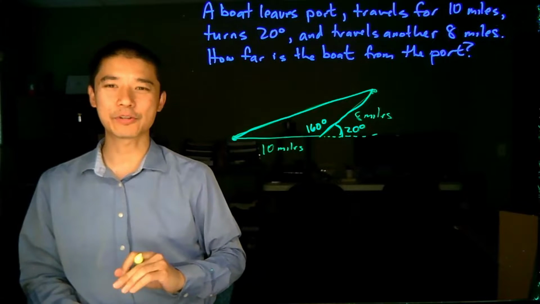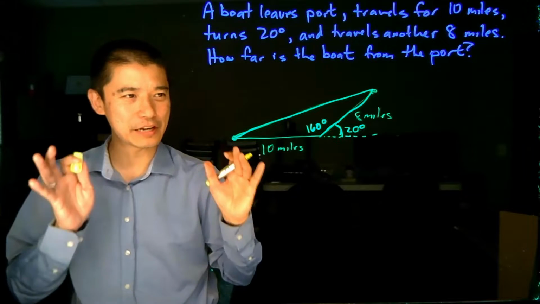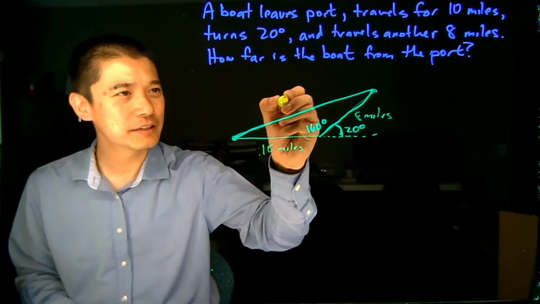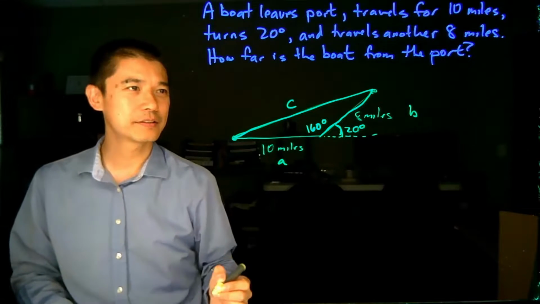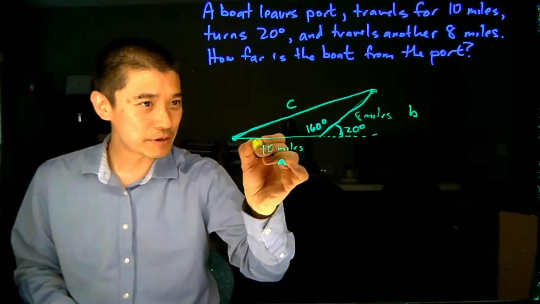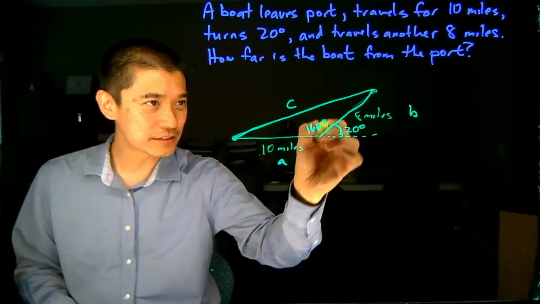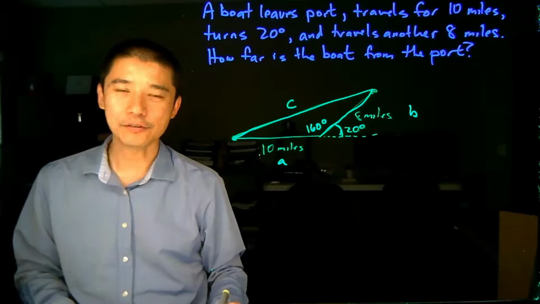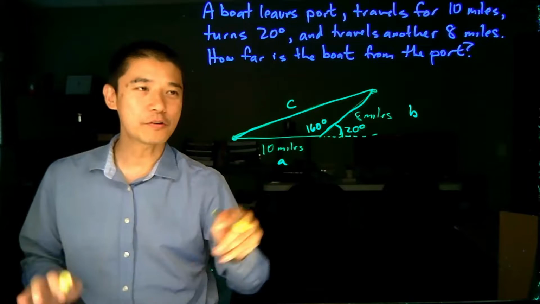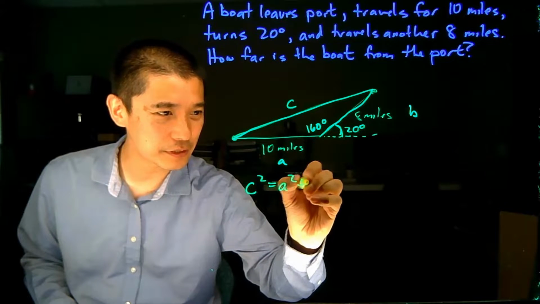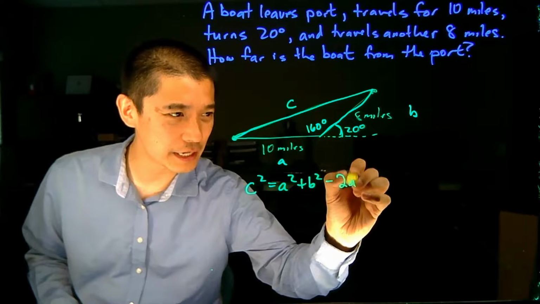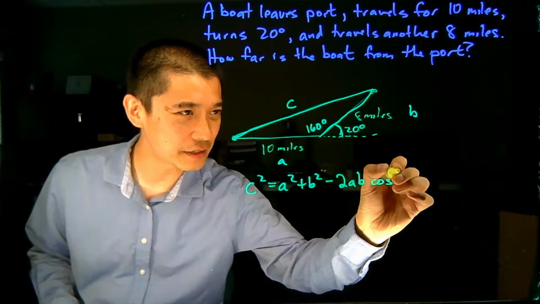And now we have a situation where we have everything set up and we can now solve it. So let's take a look. Let's label that side C, this side A, and this side B. We can see that we have side, angle, side, where the angle is a 160 degree angle. And that tells us we want to use the law of cosines to get the opposite side. So C squared is equal to A squared plus B squared minus 2AB cosine of gamma.